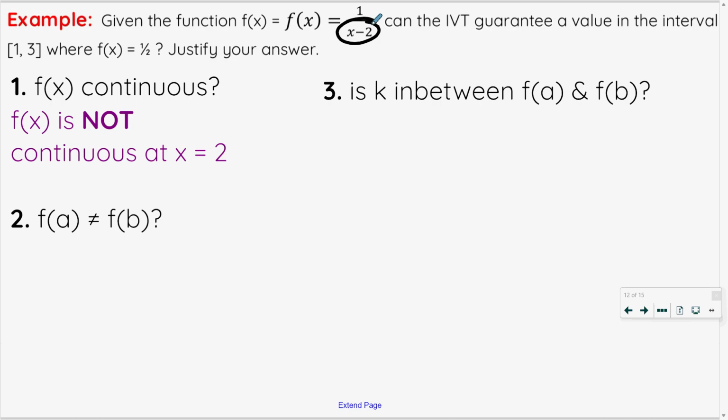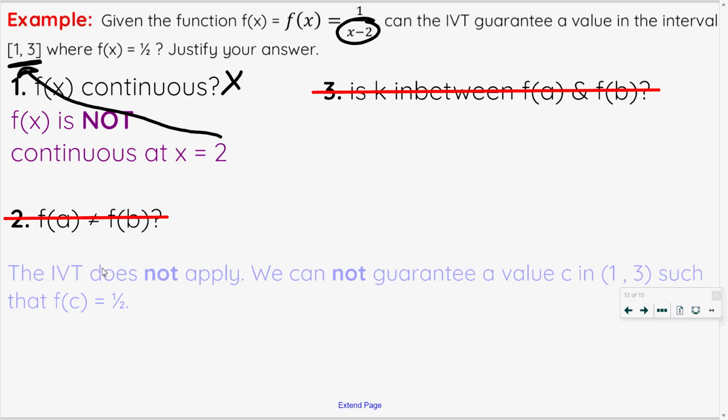So check, does that lie in my interval? My interval is 1 and 3. Now 2 is in between 1 and 3. So that means that it is not continuous. Since this first one fails, it doesn't even matter what the other two say. I can cross off that if it's not true for condition number 1, it's not true for conditions 2 and 3. So the intermediate value theorem does not apply. We cannot guarantee a value C in the interval 1 and 3 such that f of C is equal to 1/2.